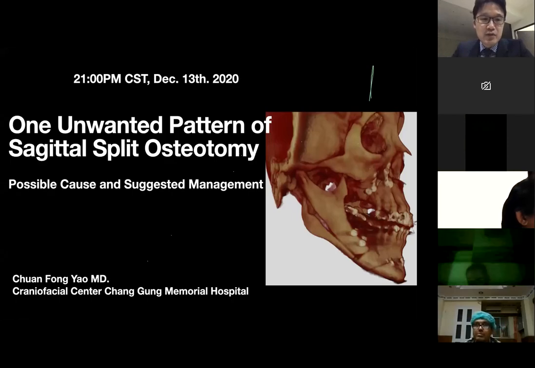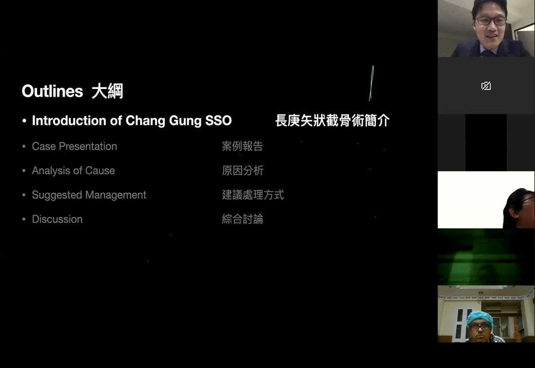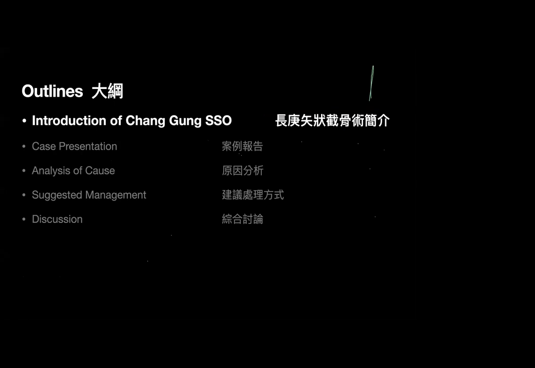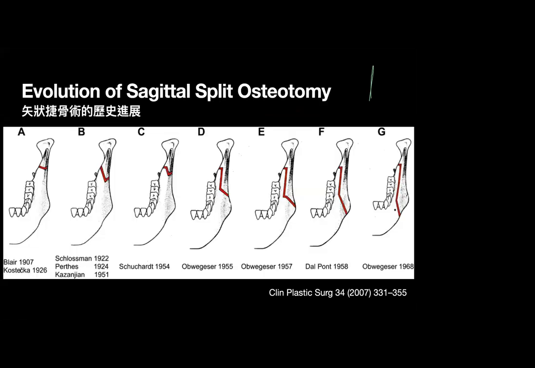This is a rare and special type of unwanted pattern of fracture, or so-called unexpected fracture. So here is the outline. I will start by presenting the Chang-Gung technique first, and then present the case, do the analysis of the cause and the suggested treatment, and finally the discussion.